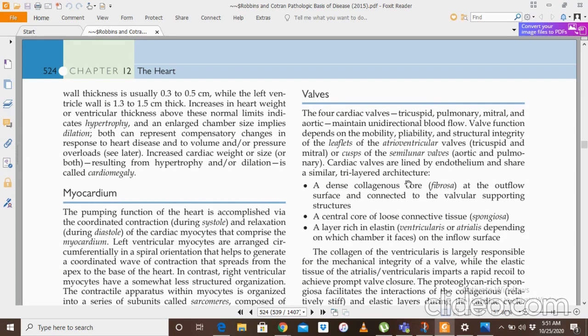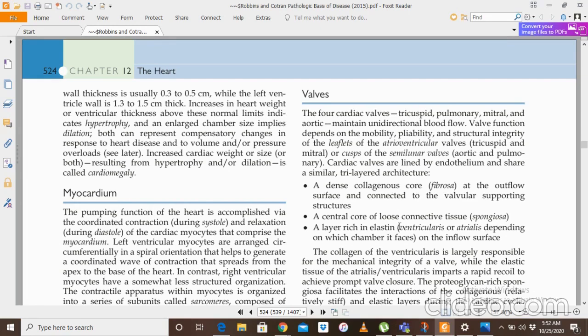Increases in heart weight or ventricular thickness above these normal limits indicate hypertrophy. We already know the difference between hypertrophy and hyperplasia. When there is an increase in the number of cells, it is called hyperplasia. When there is an increase in the size of the cells that results in an increase in the size of an organ, it is called hypertrophy. So here we are talking about hypertrophy, the increase in the size of the cell that results in this increase in the size of the organ.